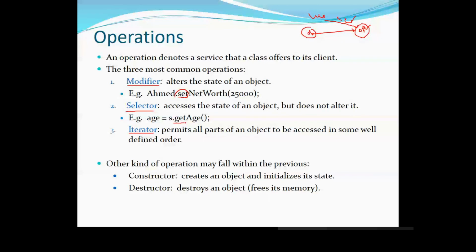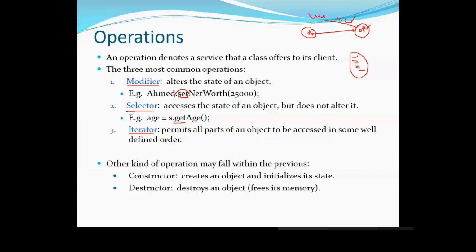Iterator. If you have an object like this, and you have things in the object, such as parts inside the object, then you can access these parts in order, in some defined order. That means you access more than one object somehow in a loop or in an ordered way.